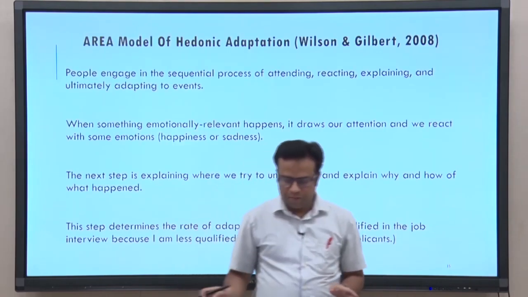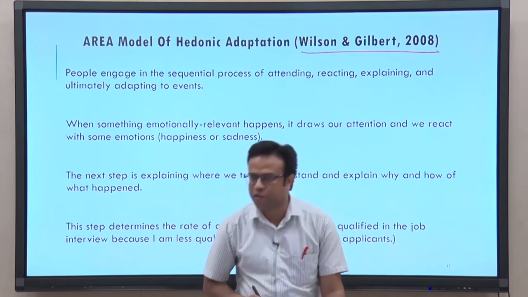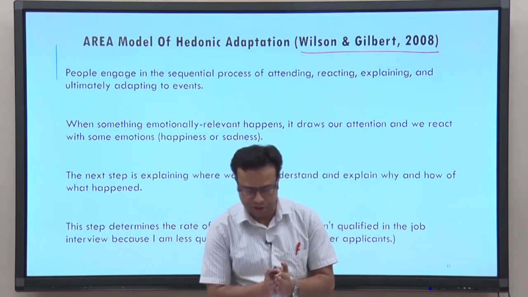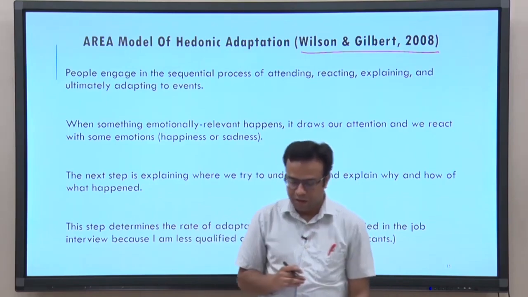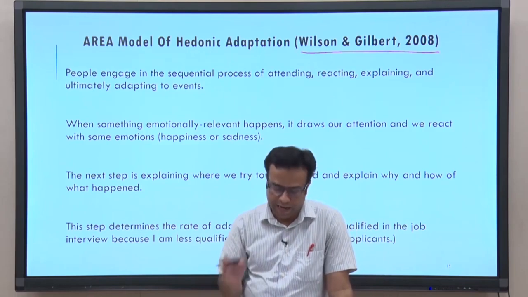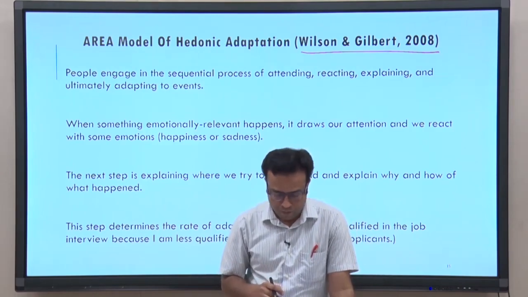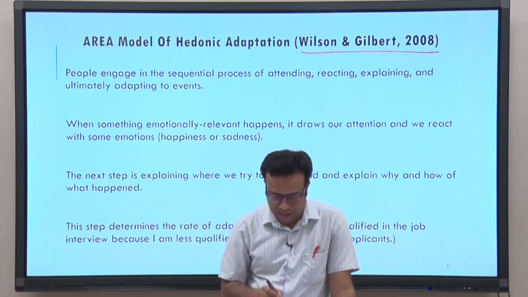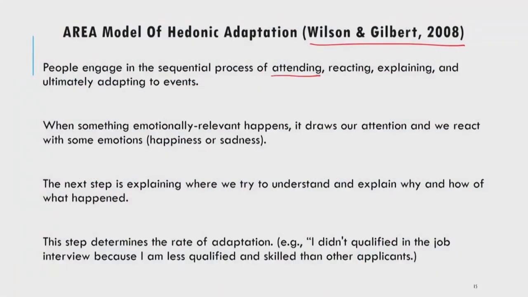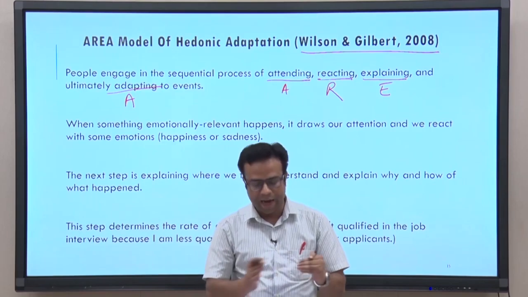Now, one particular model was proposed by Wilson and Gilbert in 2008 to explain how hedonic adaptation actually happens. This model is called the AREA model of hedonic adaptation. This model says people engage in the sequential processing of attending, which means A, reacting, R, explaining, E, and adapting, which means A. So hedonic adaptation happens in a sequential process of attending, reacting, explaining, and adapting.